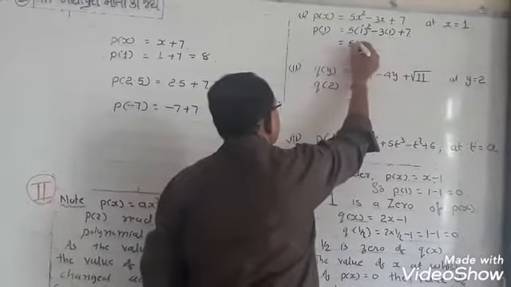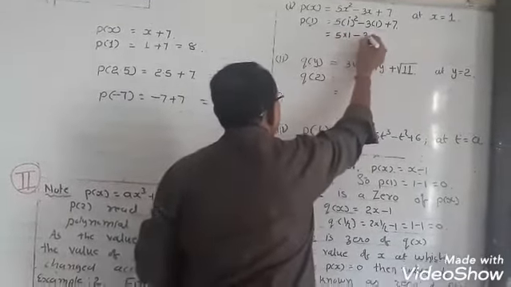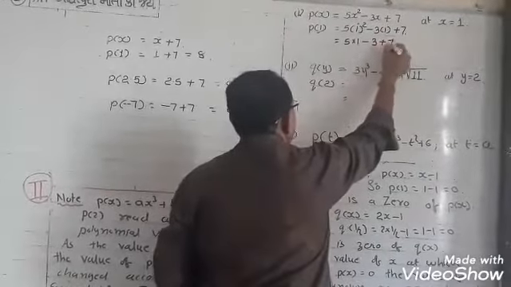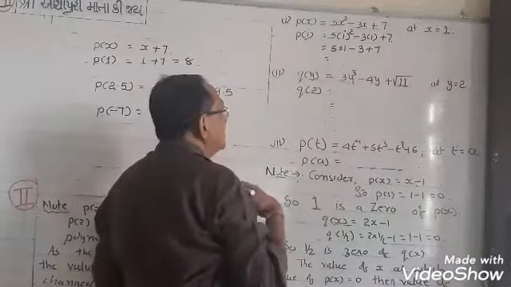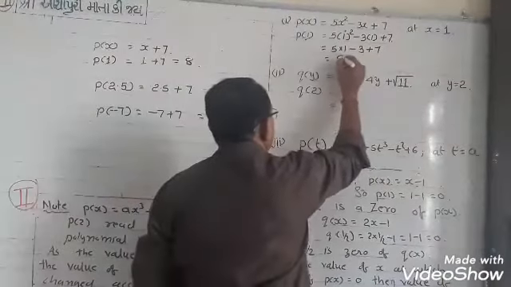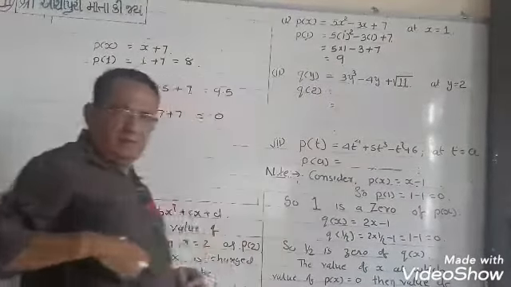5 ones are 5 minus 3 plus 7. 5 plus 7 is 12. 12 minus 3 is 9, your answer. Okay?